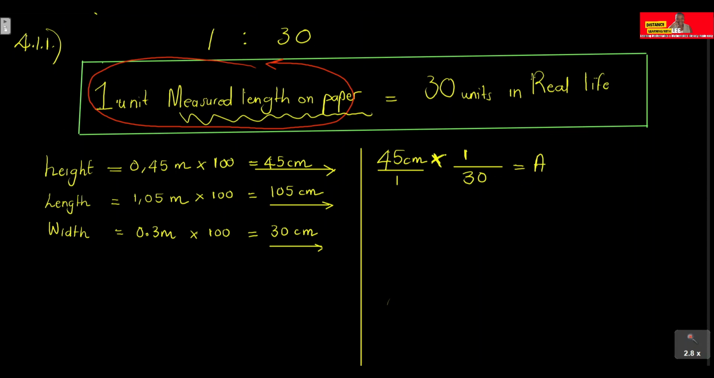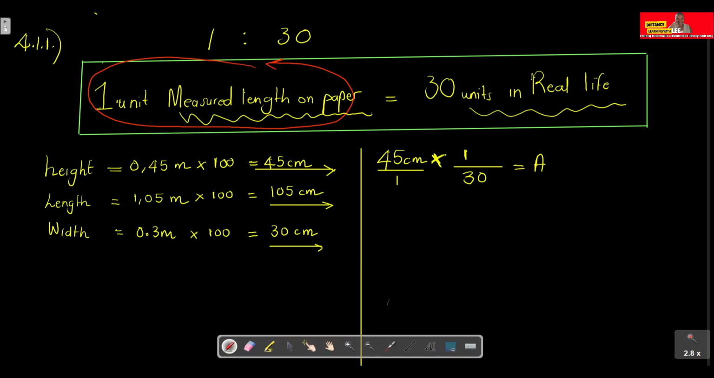And you're going to divide it by what you have. What do we have here already? We've got our units in real life. So you're going to divide by 30 units. And that's how you're going to get A. So that's the same as us just writing A is equal to 45 centimeters multiplied by 1 divided by 30.